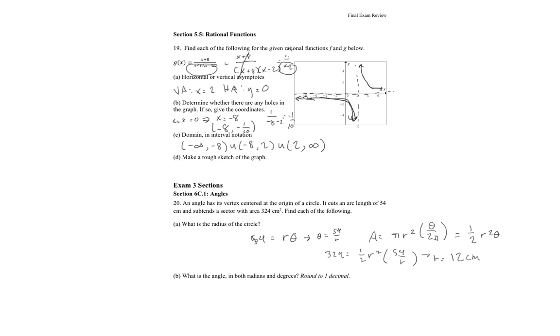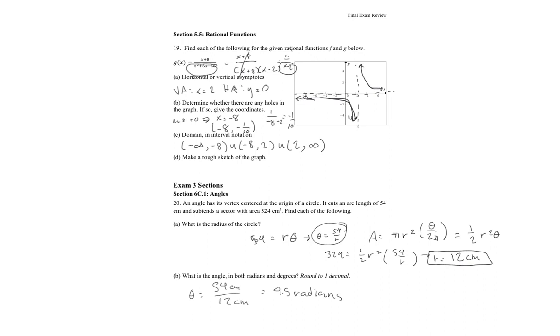And so then if we solve for r from there, we'll get r is equal to 12 centimeters. And so then we can use that information in part B to find our actual angle. So we can just use that relation that we came up with here. So theta is equal to 54 centimeters over 12 centimeters. And so that's going to give us 4.5, but that's in radians, right? In terms of the arc length equation.